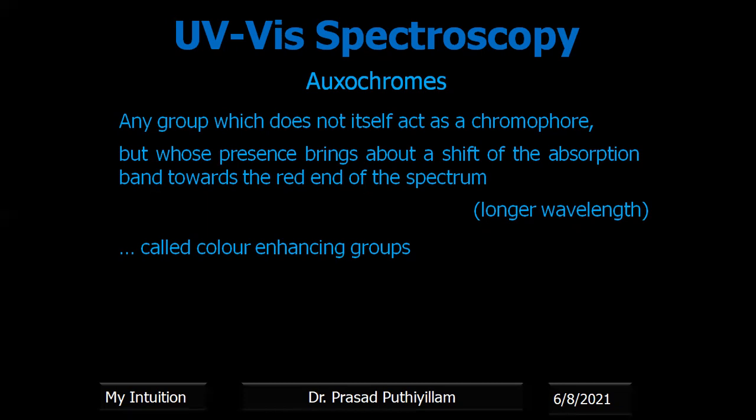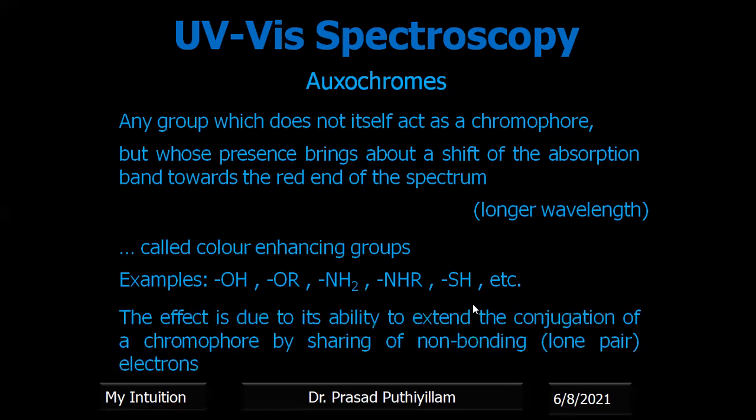Even we can call auxochromes color enhancing groups. Examples of auxochromes are OH, OR, NH2, NHR, SH, the thiol group, amine group, primary amine, ether group, alcoholic functional group. They can enhance because they all have a heteroatom with a lone pair. Oxygen has a lone pair, nitrogen has a lone pair, sulfur has a lone pair. So those will support if they are in conjugation with the chromophore.